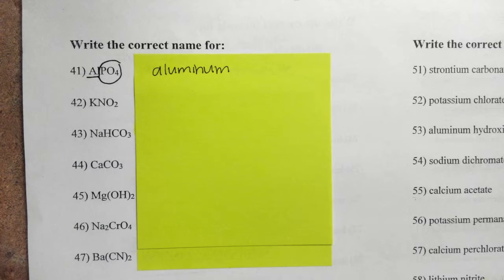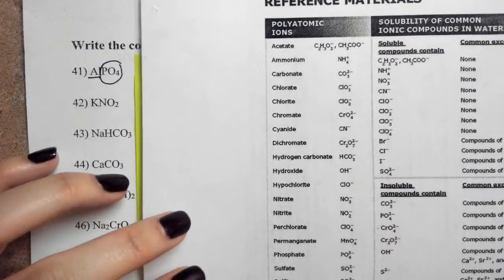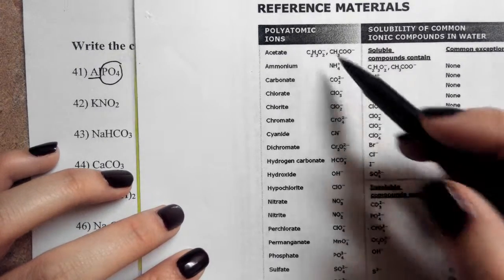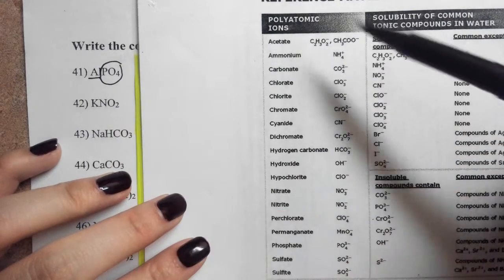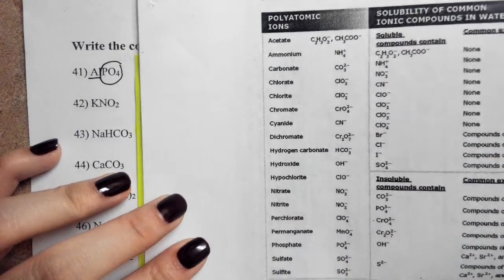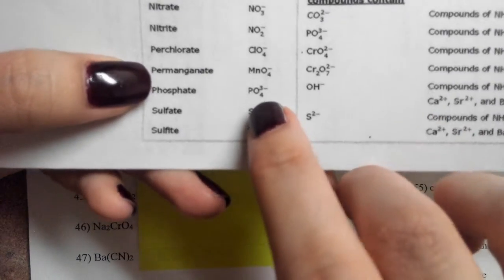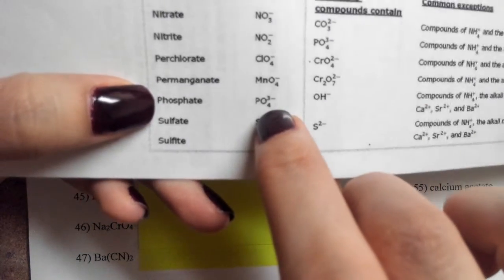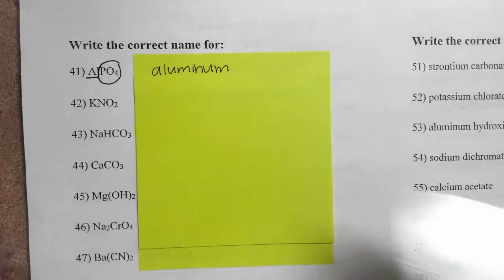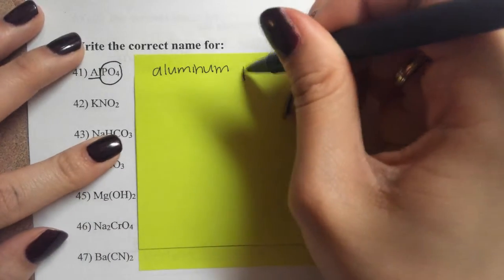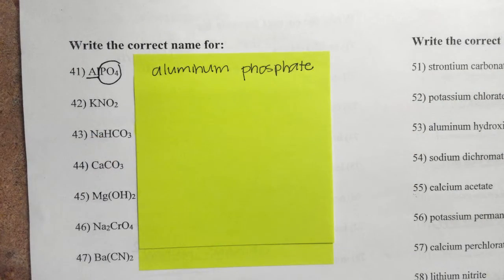What we're going to do is look at our reference chart, or formula chart, under the polyatomic ion section, and see if we can find PO4 within this list. If you scoot all the way down, you'll notice that right here we've got PO4. When we name this, we call this a phosphate. So I'm going to go ahead and copy that down. Phosphate. And that's it.